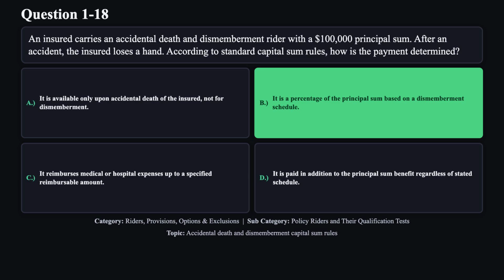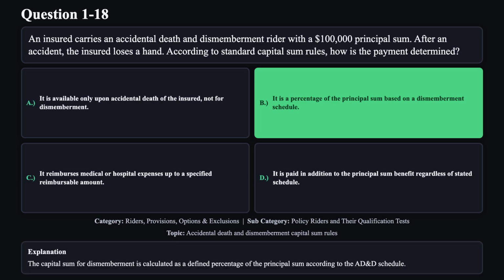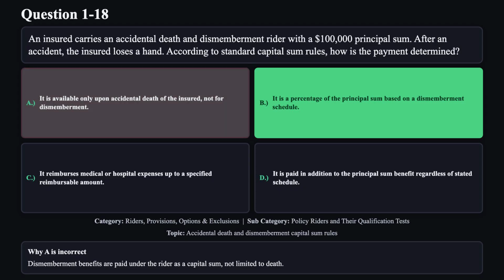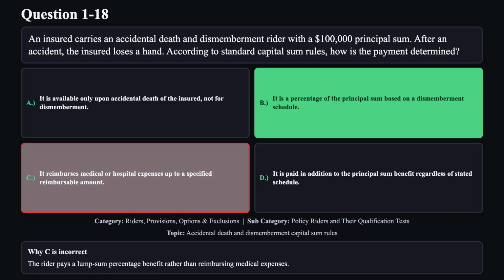The correct answer is B. The capital sum for dismemberment is calculated as a defined percentage of the principal sum according to the AD&D schedule. Reason A is not correct. Dismemberment benefits are paid under the rider as a capital sum, not limited to death. Reason C is not correct. The rider pays a lump sum percentage benefit rather than reimbursing medical expenses.